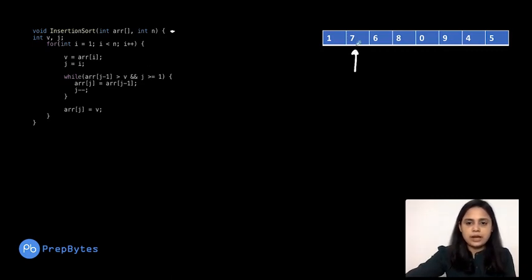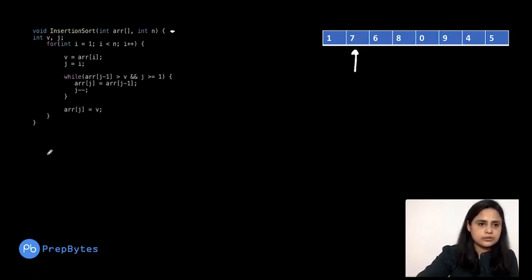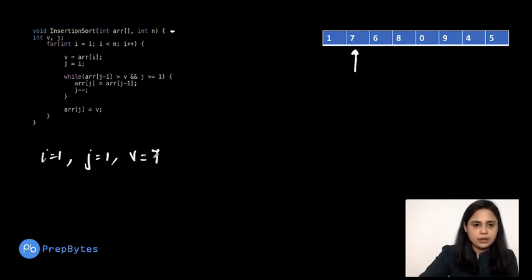So here we have this particular element. Let's try and dry run it. So we have i equal to 1. Initially my j is equal to i, and v equal to arr of i, which is 7. Okay, so I check a loop. I check a condition here that arr of j minus 1 should be greater than v. So in this case, arr of j minus 1 is arr of 0.